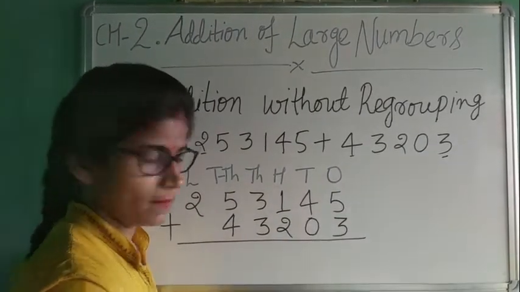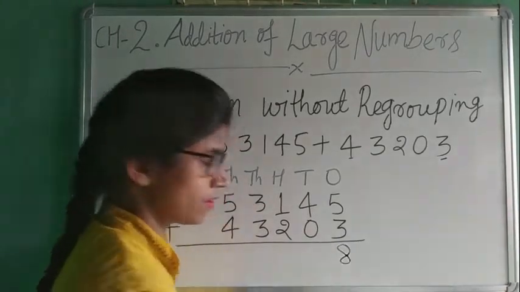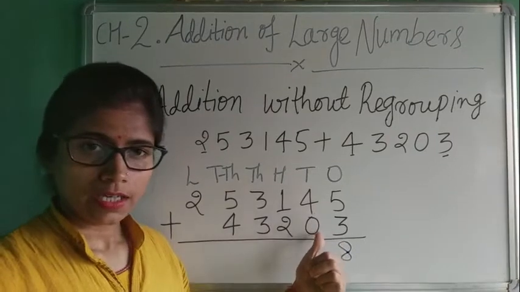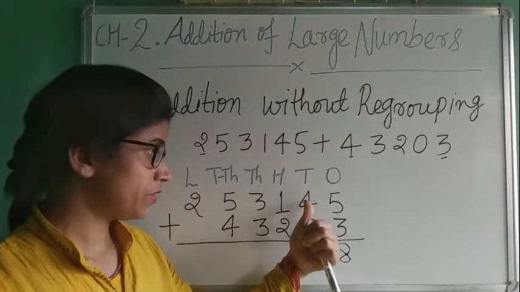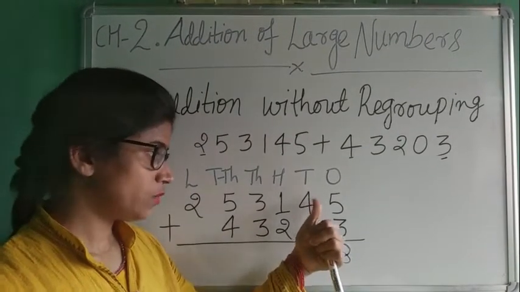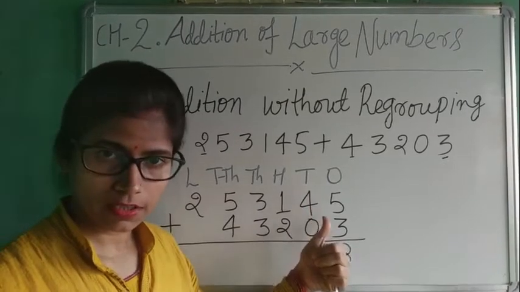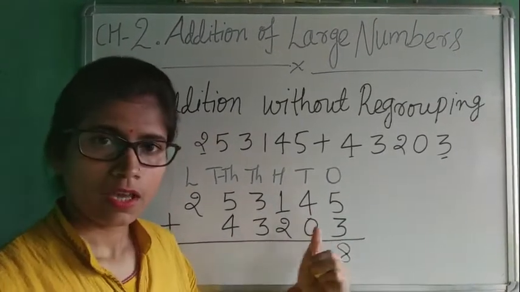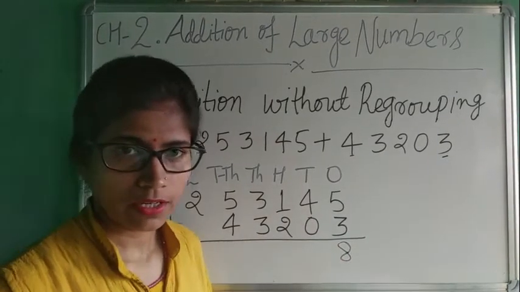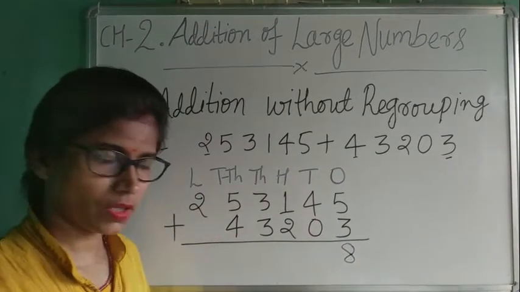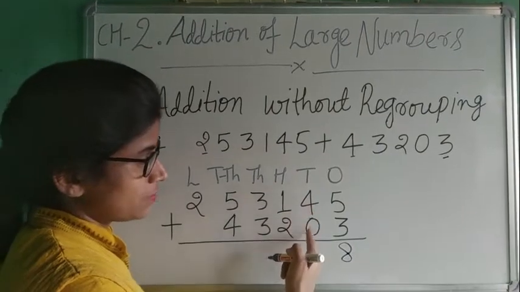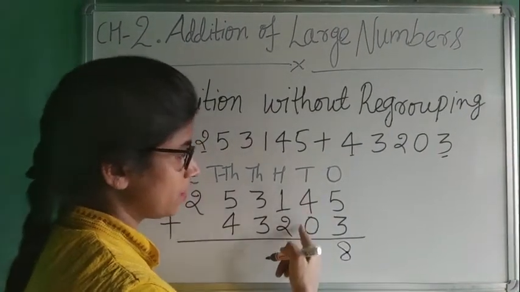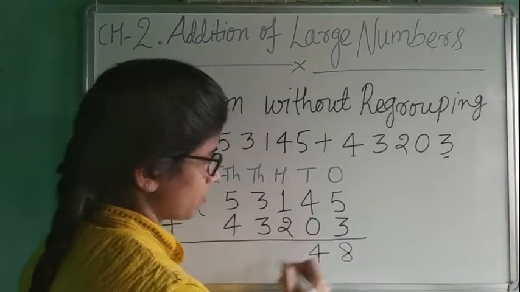5 plus 3, 8. 4 plus 0. When you will add 0 to any number, you will get the number itself. This is also the property. We will discuss the property in our next video tutorial. Okay. So when you will add 0 to any number, you will get the same number. So 4 plus 0, 4.